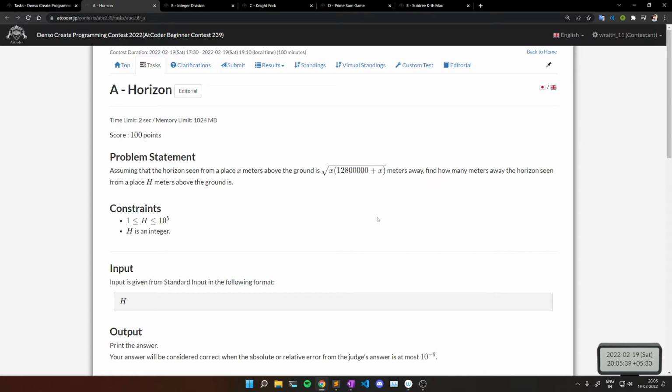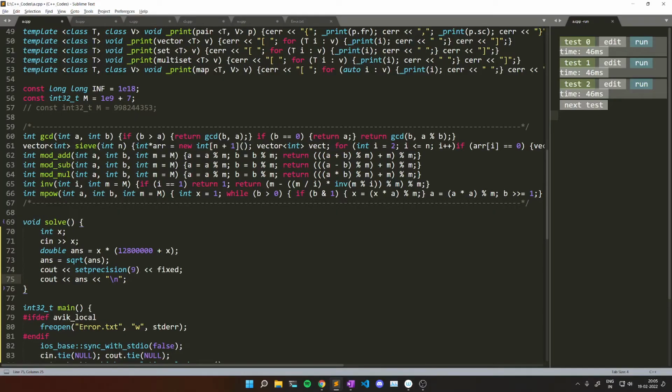Here we were given a value x and we had to simply calculate the square root of x times (128,000,000 plus x). There is nothing to understand or explain. So I simply took the input in x, then I calculated x times (128,000,000 plus x), and then I took the square root of this and I printed the answer up to 9 decimal points. That was all about problem A.